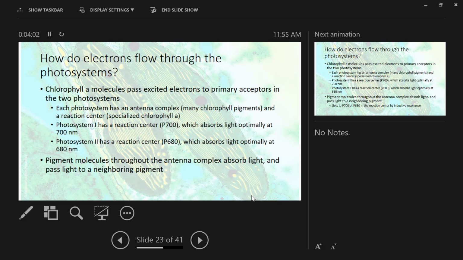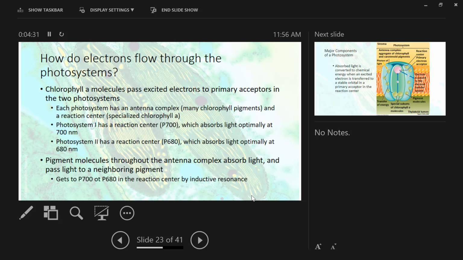So all of the pigment molecules in the antenna complex absorb light. However, they are not going to take electrons and pass them to an electron acceptor and get the electron transport system started. They may pass electrons, but most often they're just going to pass light. Their electrons get excited, drop back down, and emit light that's absorbed by a neighboring pigment molecule. And this whole process is called inductive resonance.